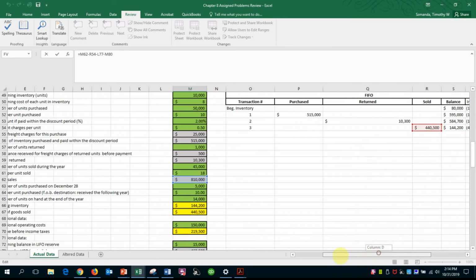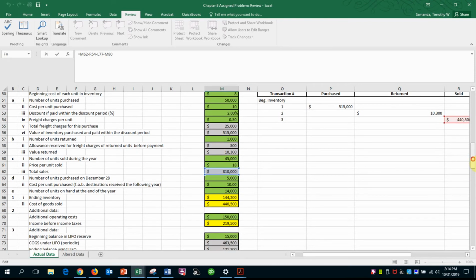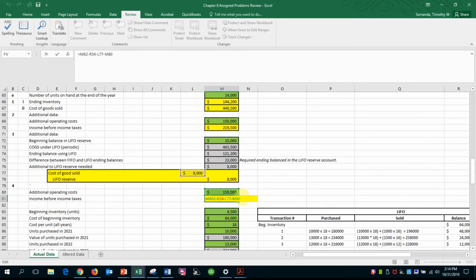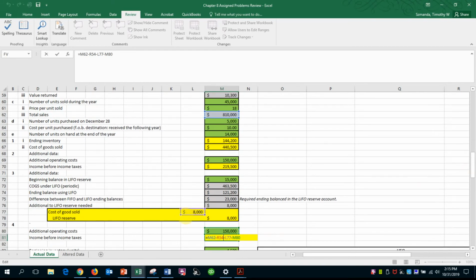And then finally, once we have the FIFO captured, then we're going to also reduce it by this additional debit to cost of goods sold, which we just talked about. And then we'll also take out the 150. So you start with the retail number and then take out your cost of goods sold that you calculate under FIFO, the additional cost of goods sold under LIFO, and then finally the 150,000 additional operating expenses.